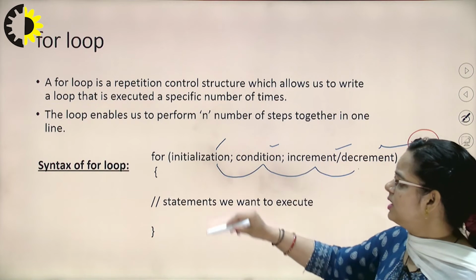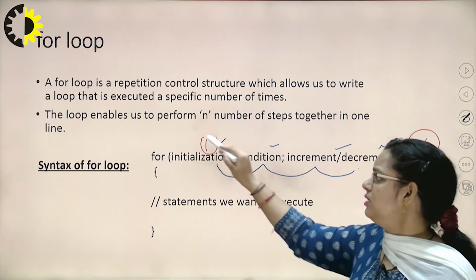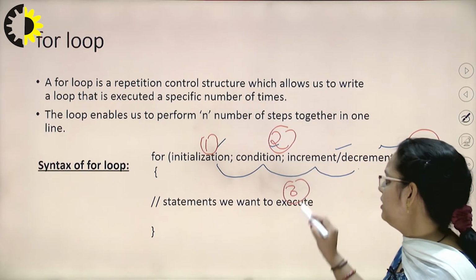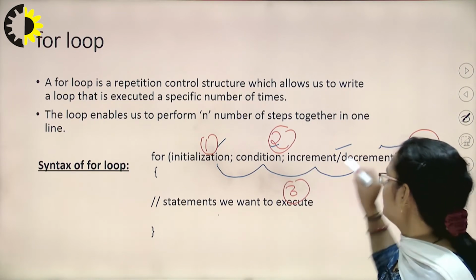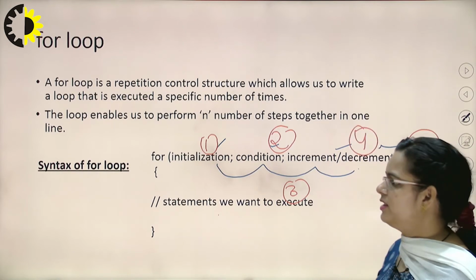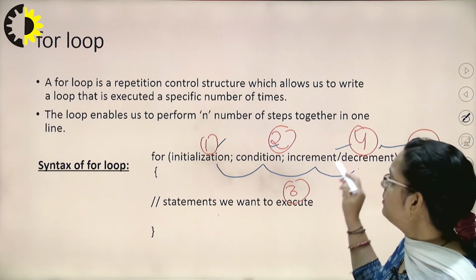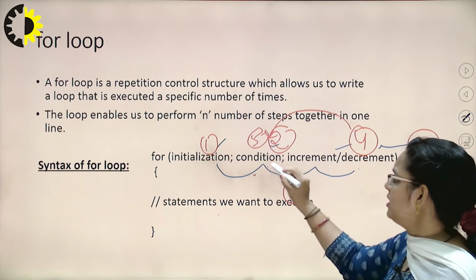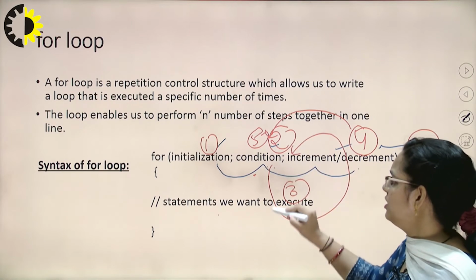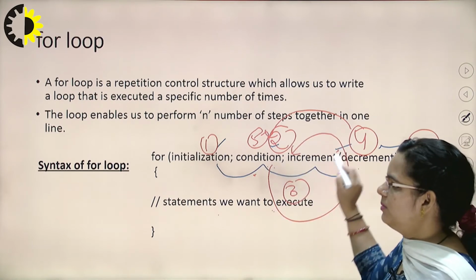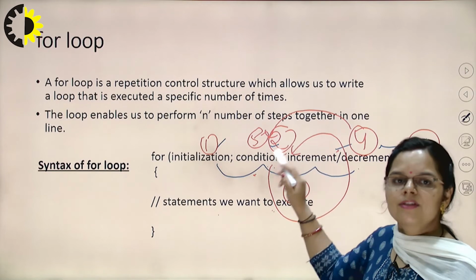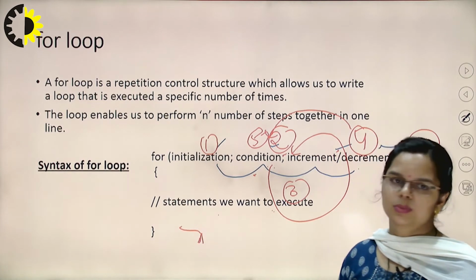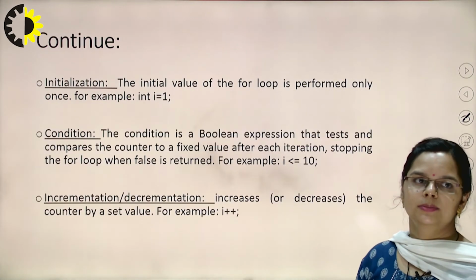So the steps are executed like this: first of all the initialization, then it will check the condition. If the condition is true, the statements are executed, and after executing all these statements, the values are updated, or we can say the counter variable is updated. After updating, if again the condition becomes true, then the statements are executed. So basically this is how it will go: condition, statement, updation, condition, statement, updation. If at some point the condition becomes false, then it will automatically come out of the loop. So this is how it is being executed.